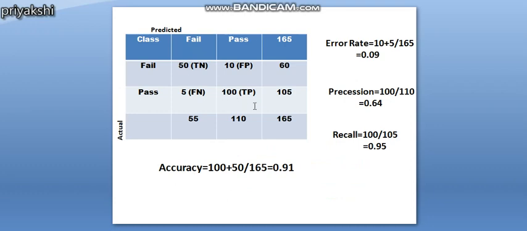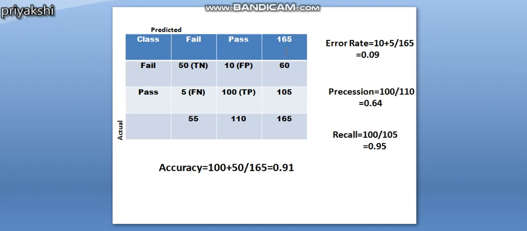Two class means the number of class levels is 2. It is fail, pass, or it can be 1, 0. It can be true, false, or it can be a more than 2 class problem. But here, for simplicity, we are starting with a simple problem, which has 2 class levels, fail and pass.